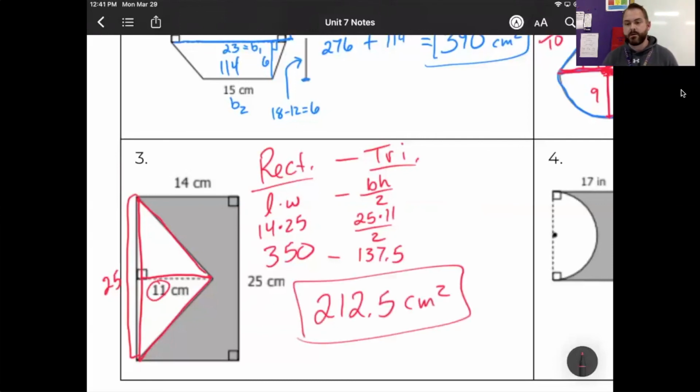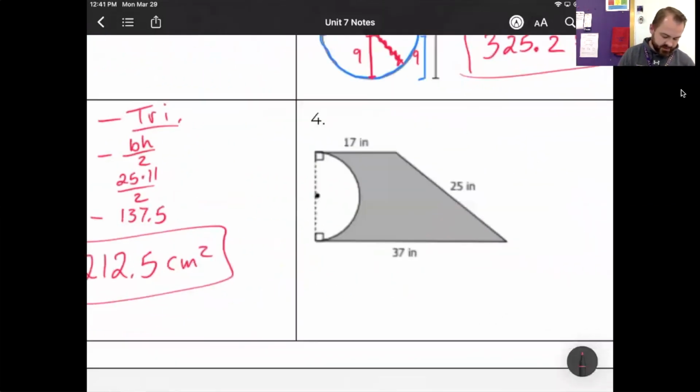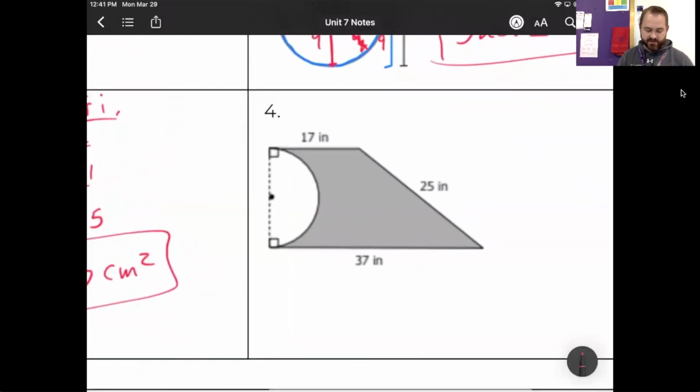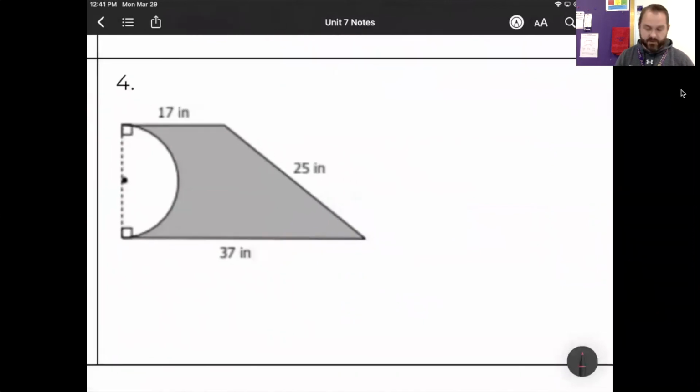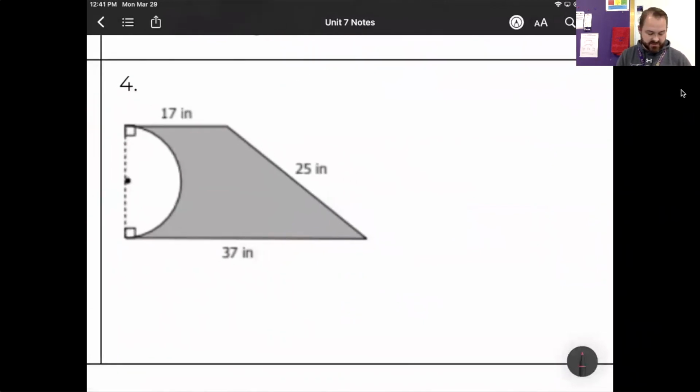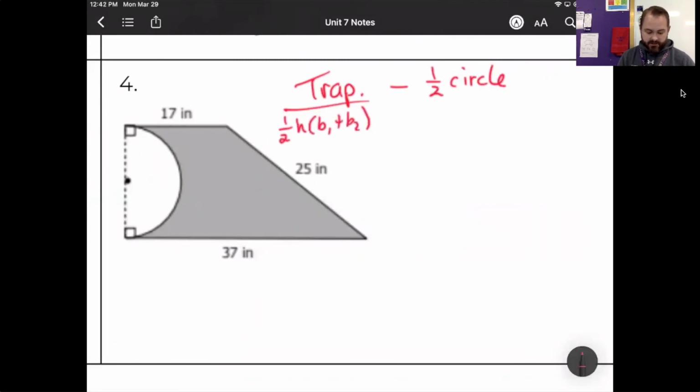Okay? All right, so I'm going to help you set up number 4 here. I'm going to do a little bit of help first, and I'm going to have you finish it on your own. For number 4, our basic shape is a trapezoid, our outer shape anyways, and we're going to subtract a half circle. So when I do my trapezoid minus my half circle, I'm just going to find the area of my trapezoid, which is 1/2 height times base 1 plus base 2. And then I'm going to subtract pi r squared divided by 2.